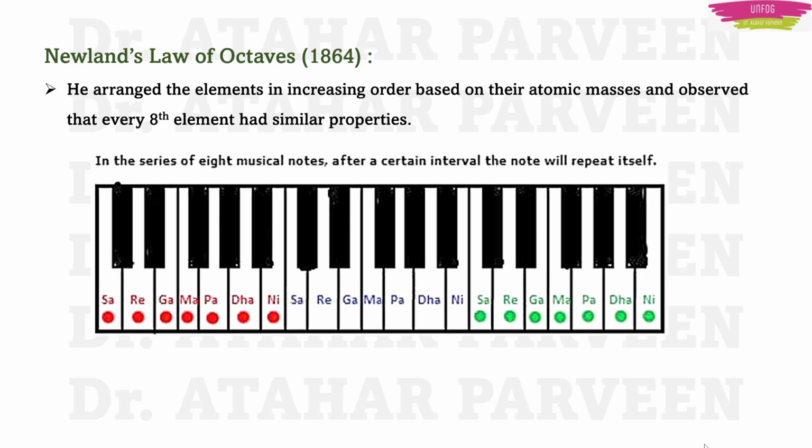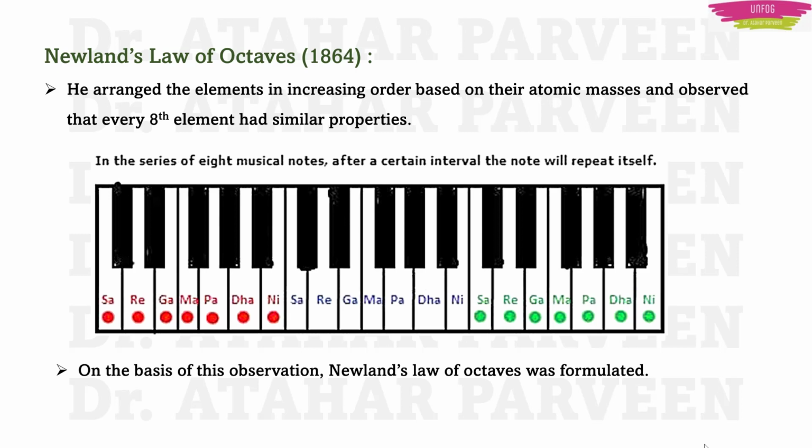Like we have this sa re ga ma pa dha ni sa, the musical notes we have. He compared the musical notes to this periodic table. In the series of 8 musical notes, after a certain interval, the note will get repeated, right? Like sa re ga ma pa dha ni sa. Again you have sa re ga ma pa dha ni sa. Again you have sa re ga ma pa dha ni sa, right? Like that only, he said that the elements in the periodic table will also be repeating. On the basis of this observation, Newland's law of octaves was formulated.